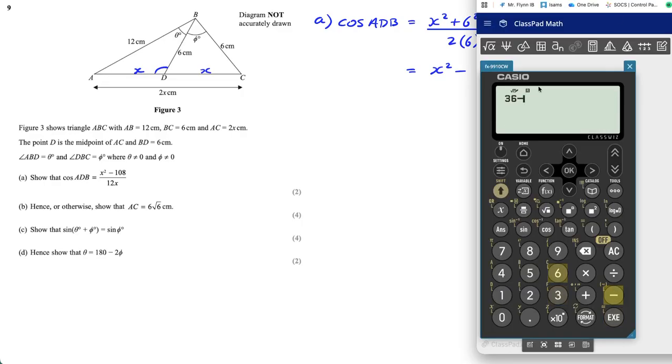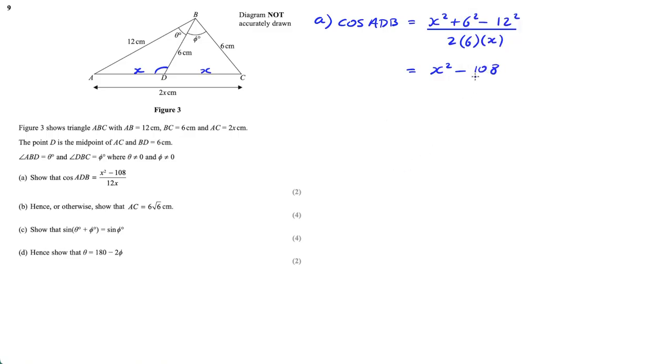Let me just make sure that's true. 36 minus 144 is minus 108, yeah. So minus 108 over 12x, which is given. Okay, part B, QED.